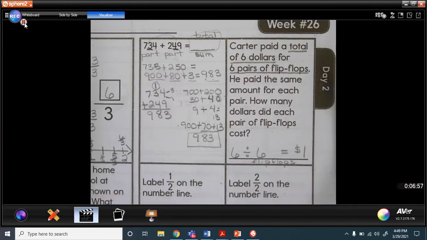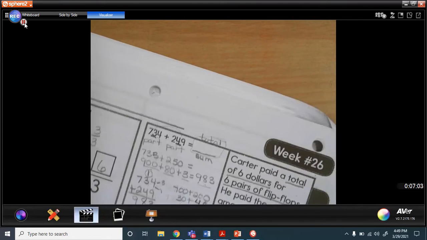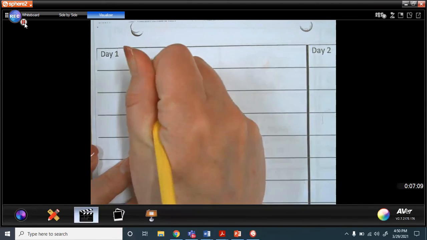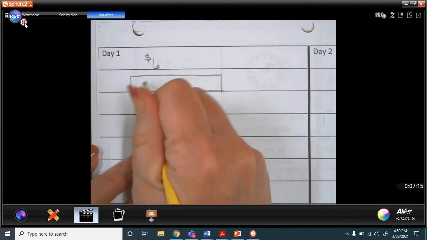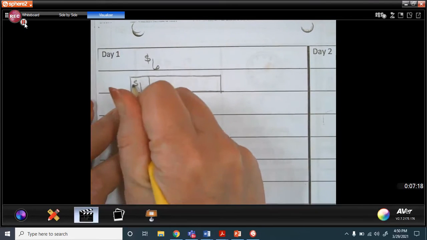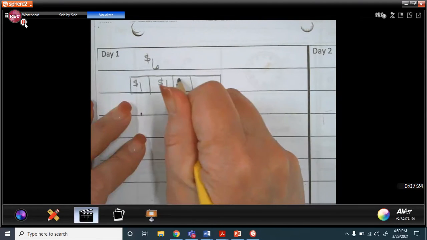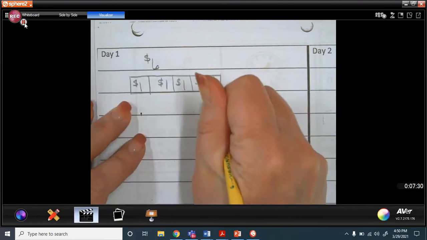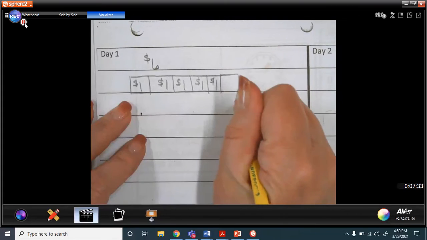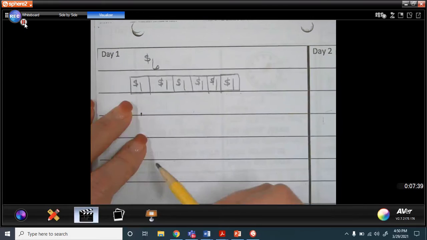So if I were going to model this, which I can, if I were to take my $6 and break it up, here's a pair of flip-flops. That one's $1. Each one of those bars is going to be a pair of flip-flops. Here's a pair of flip-flops. That's $1. Here's a pair. That one's $1. And I need one more bar. And now I have 6 pairs of flip-flops. Each one of those pairs is going to be $1.